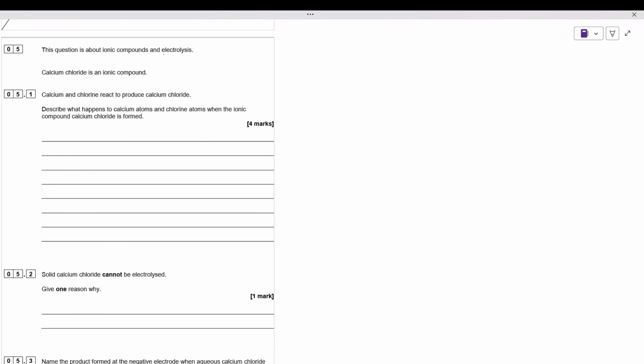So question number 5 is about electrolysis. Now, electrolysis is a topic that is not well loved, but it's quite simple. It's quite a nice topic. Electrolysis, as it suggests, means electricity, and the lysis portion means to break down or to decompose. So if we're putting that in a definition, this is using electricity to break down ionic compounds.